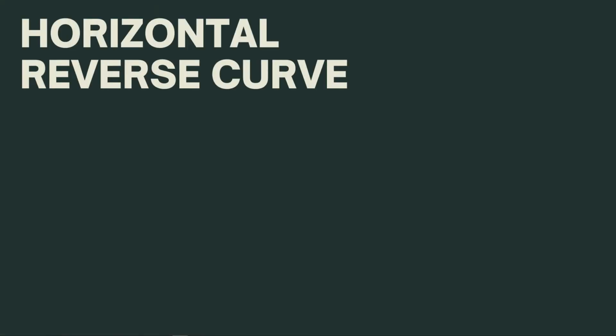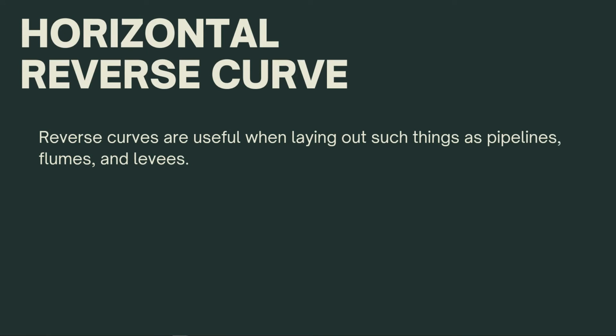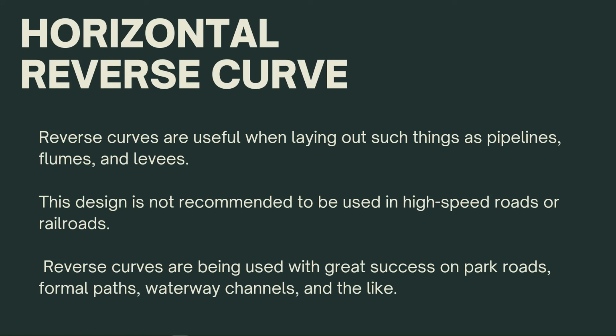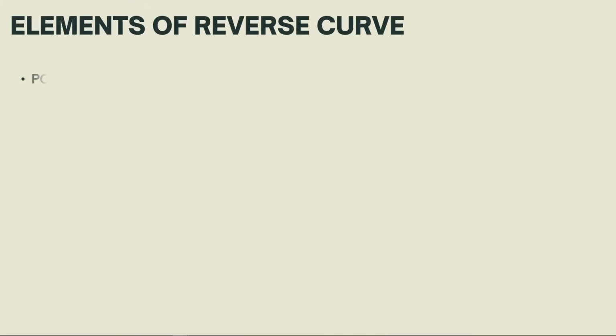Now reverse curves are useful when laying out such things as pipelines, flumes, and levees. The surveyor may also use them on low-speed roads and railroads. This design is not recommended for high-speed roads or railroads, as this would bring discomfort to motorists because of the instant change in direction at the point of reverse curvature, which also brings some safety problems. Despite this fact, reverse curves are being used with great success on park roads, formal paths, waterway channels, and the like. So here are the elements of the reverse curve.